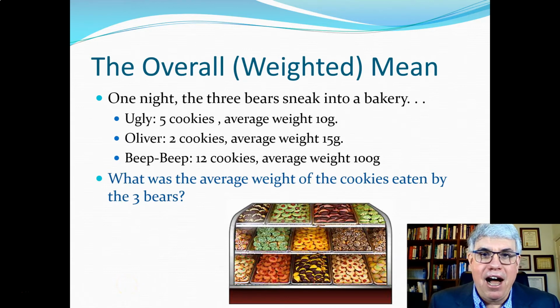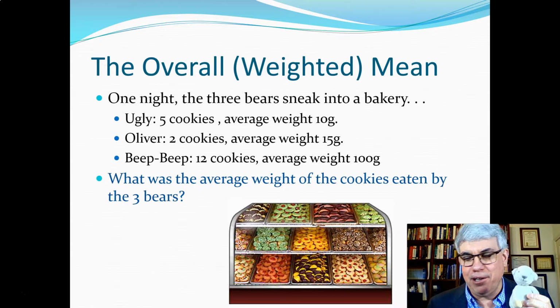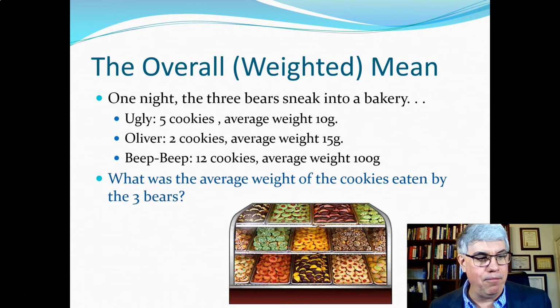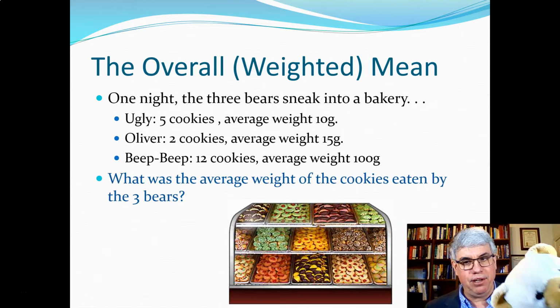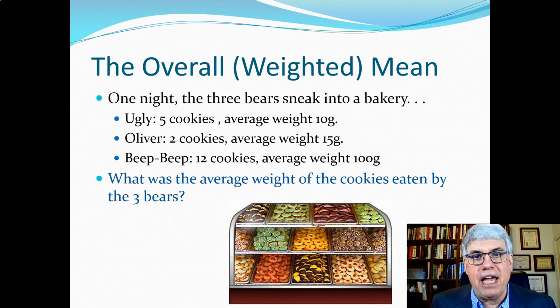Now, when my kids were little, we would often have stories about three bears, and here we have Ugly. He's the little bear. We have Oliver, and we have Beep Beep, who's much larger than the others. Sometimes before the kids would go to bed, the bears would get into their bearmobile and head off for some adventure. One night, the three bears got into their bearmobile. They headed down the stairs, out the door, and towards the bakery.